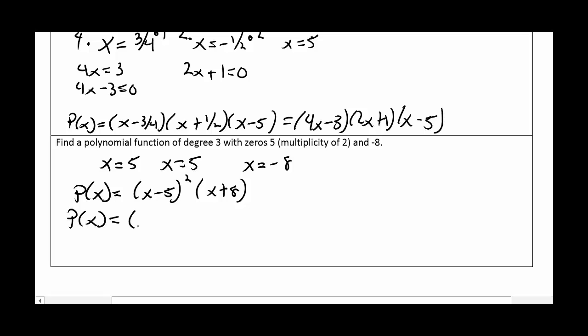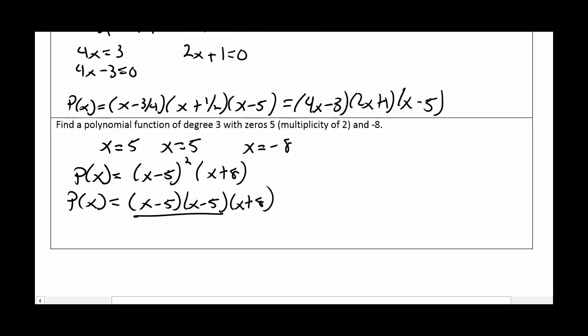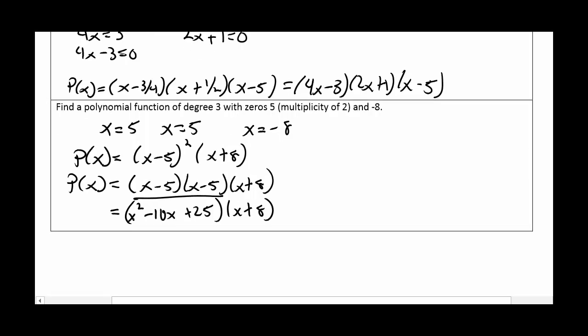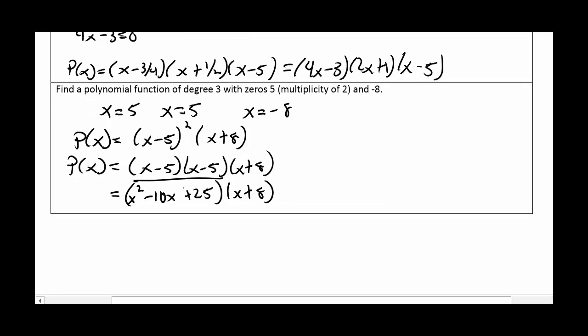So p of x is x minus 5 times x minus 5 times x plus 8. And I'm just going to worry about those first two for right now. So that would be x squared minus 10x plus 25 times x plus 8. Okay, and now I want to multiply that x plus 8 in there. And I'm going to do this in a nice organized method here. I'm going to come over here so you can kind of see what I'm talking about.